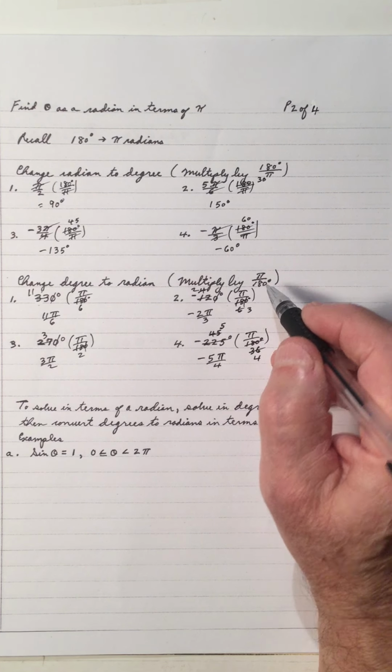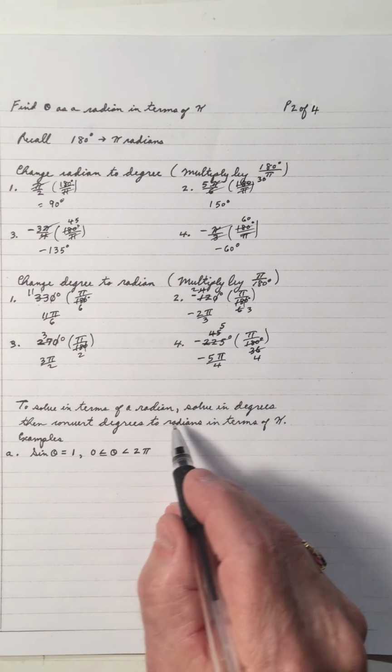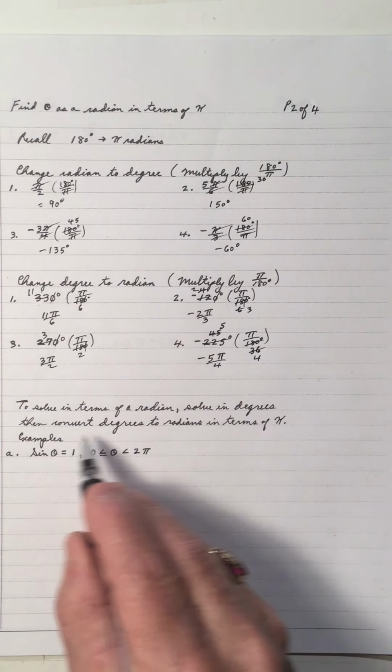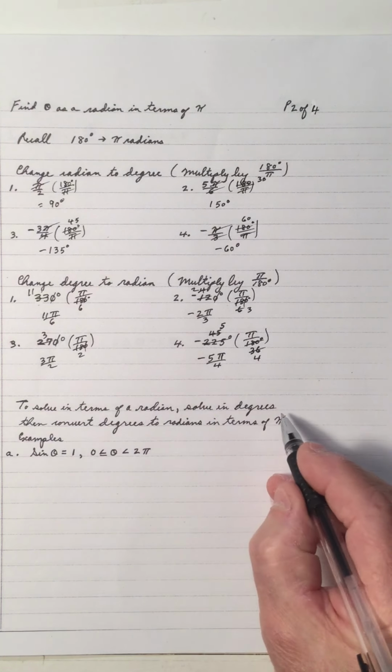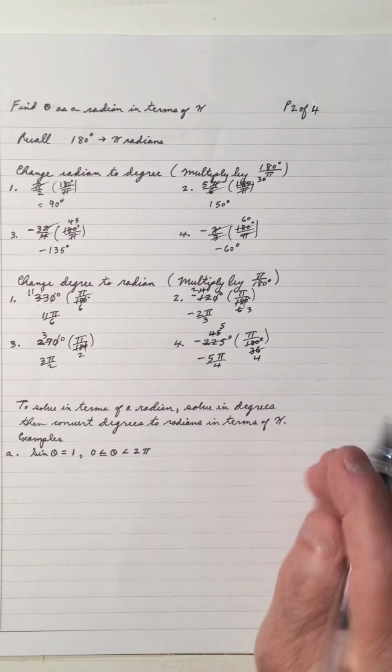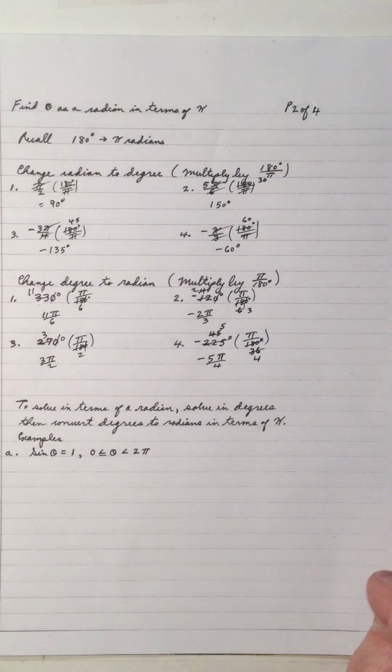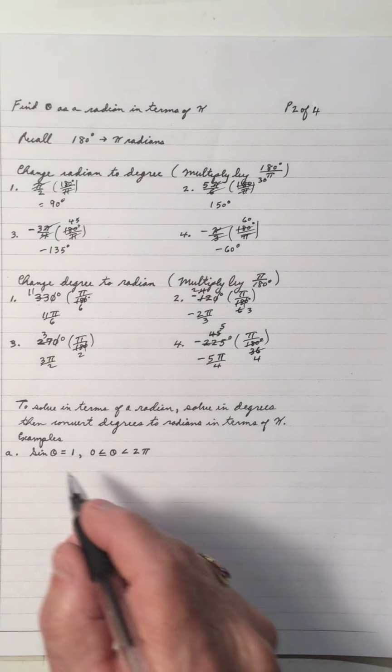Now let's move on. To solve in terms of a radian, I'm going to solve in degrees and convert degrees to radians in terms of pi. So I'm going to do the same as I did before in the previous videos. Then when I get degrees, I'm going to convert them to radians. That's the best way I found to do it when I was learning the math.